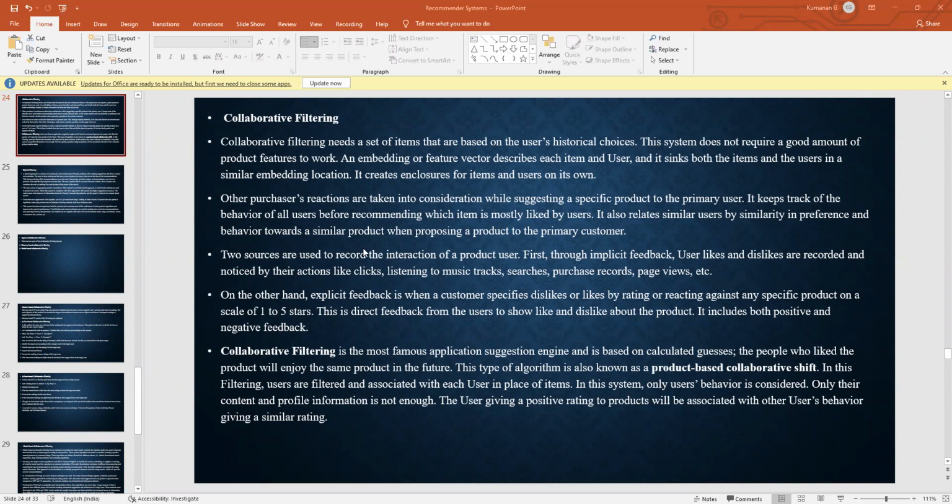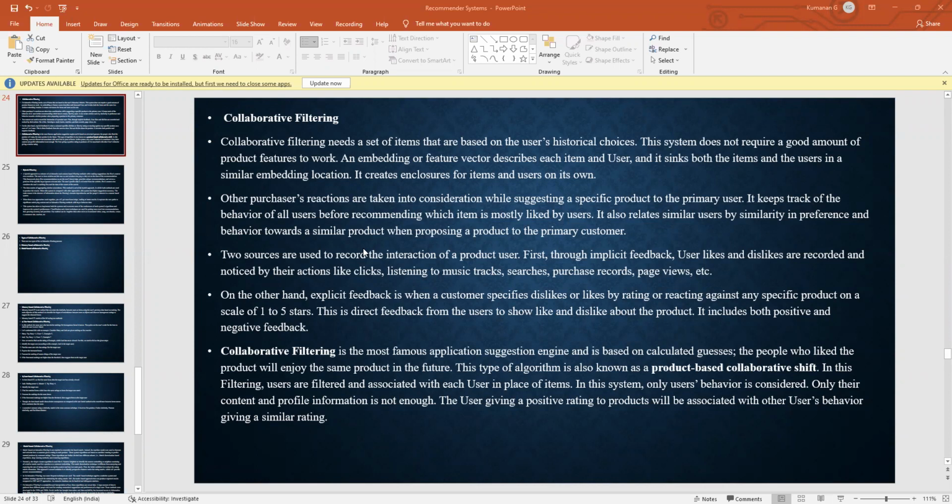Collaborative filtering needs a set of items that are based on the user's historical choices. This system does not require a good amount of product features to work. An embedding or feature vector describes each item and the user, and it places both the items and the users in a similar embedding location. It creates the embeddings for items and users on its own.